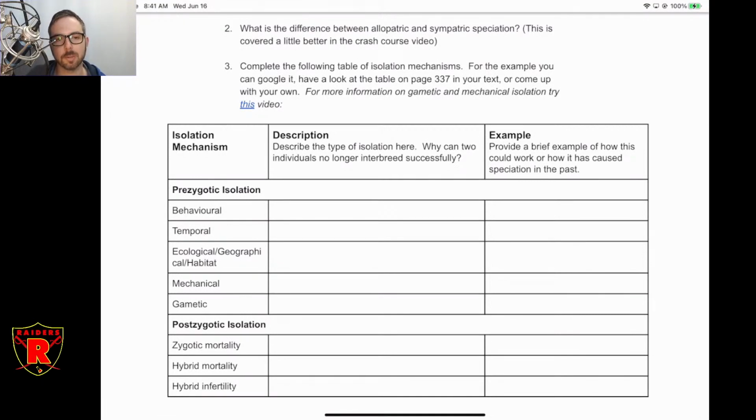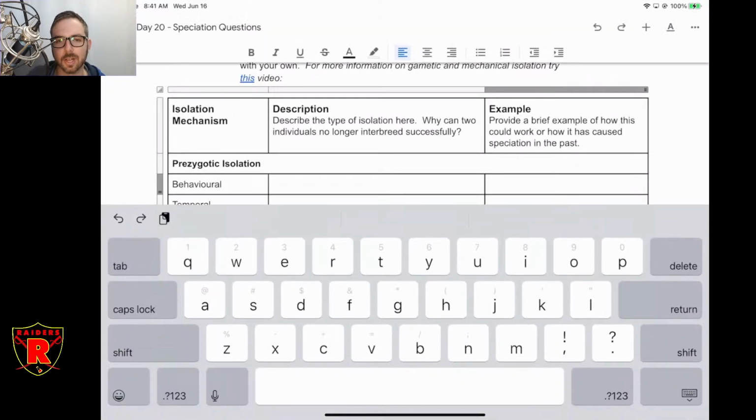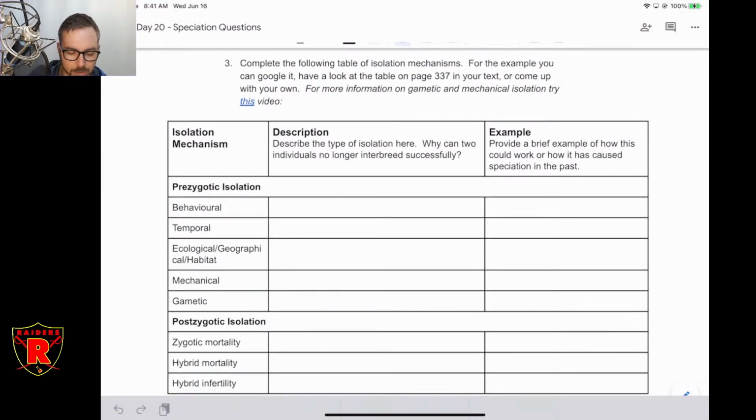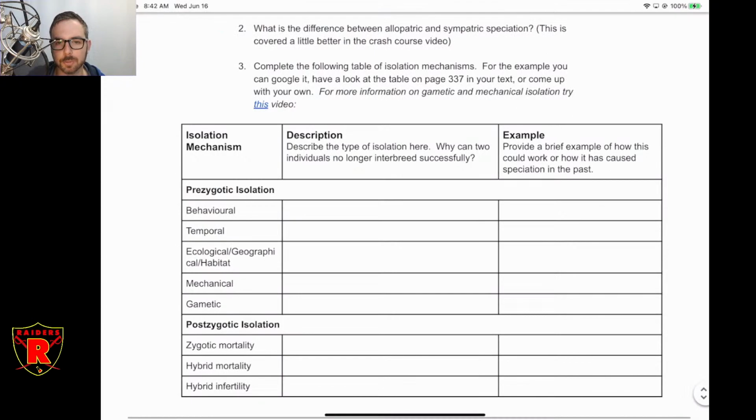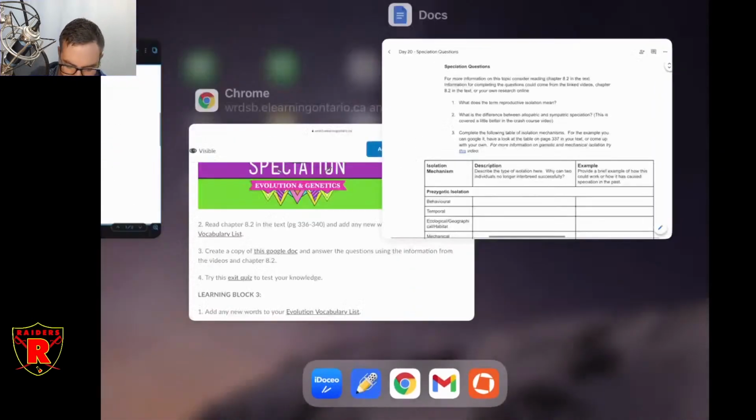This table is a summary of the reproductive isolation mechanisms. There are 4 or 5 questions on the quiz at the end about reproductive isolation specifically. So you should have this document, the copy that you make of this document, handy somewhere for when you're writing the quiz, because you're going to want to reference it. Okay, so that's what we're up to.